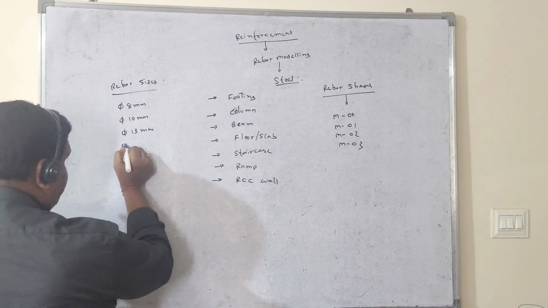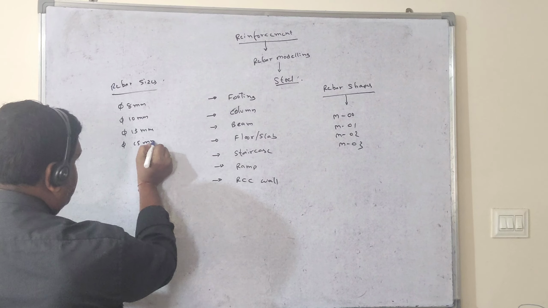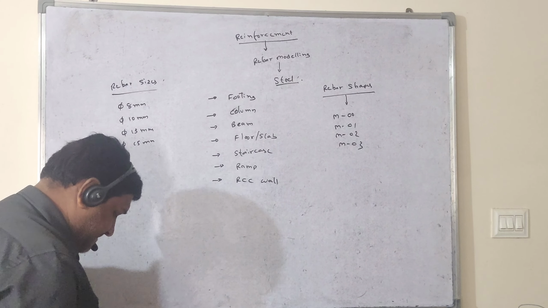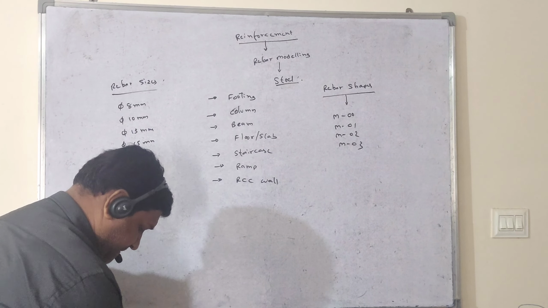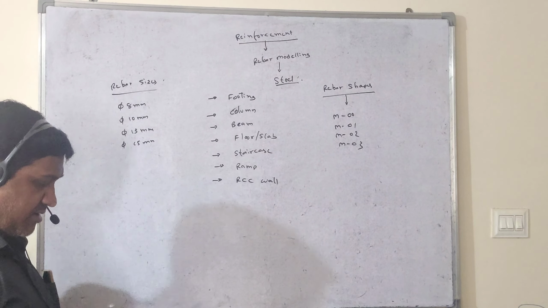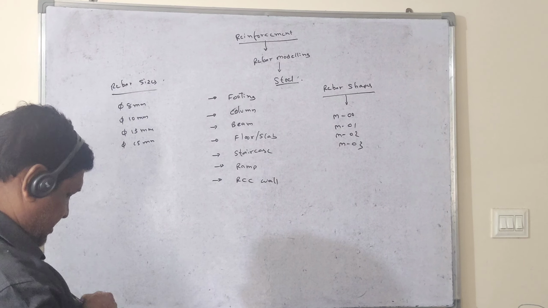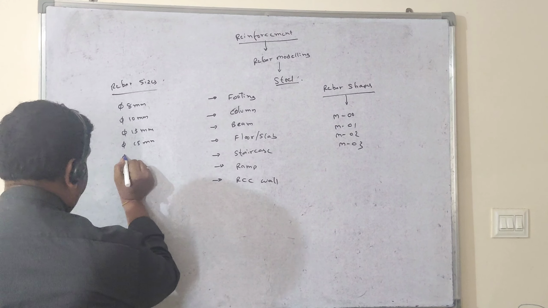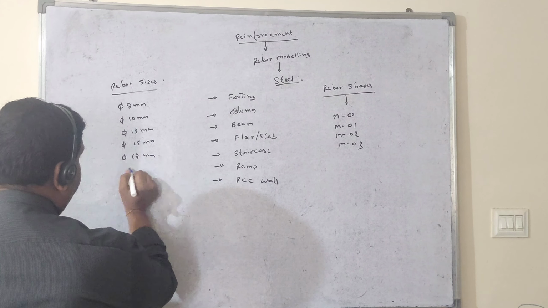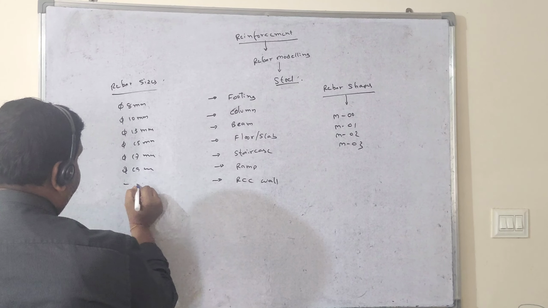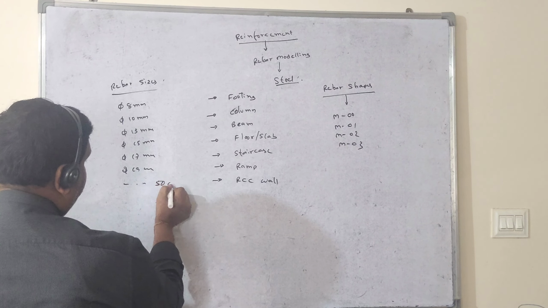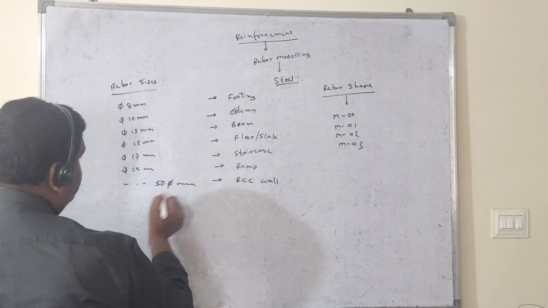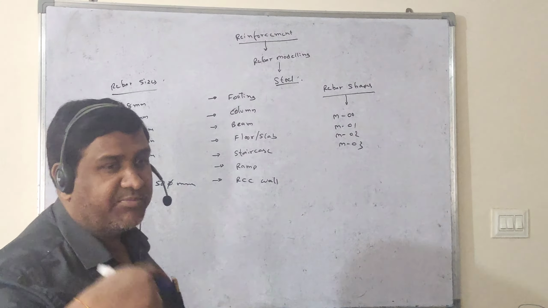Then 13 diameter, 15, next 17, like that. There are multiple dias in mm. From 19 up to 50 mm we also get diameters. So there are multiple sizes.